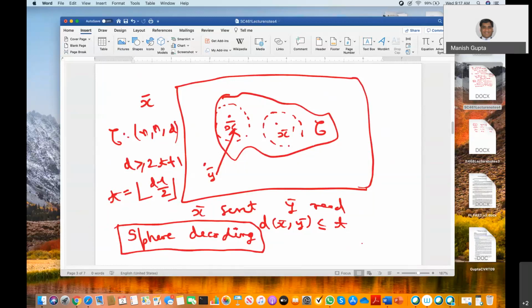This is known as sphere decoding. So now, any question at this point? I would like to ask you if you have any question at this point.